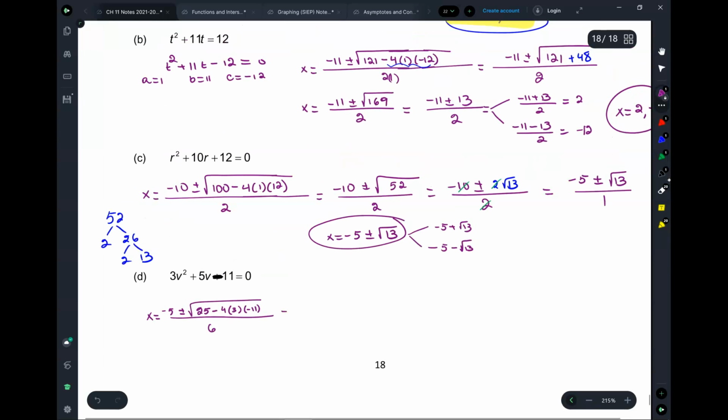So this is going to be negative 5 plus or minus the square root of, what did we get in the square root? 157 all over 6. Did 157 simplify? No. It does not simplify, so you just leave it like that. Okay, so that's the answer.